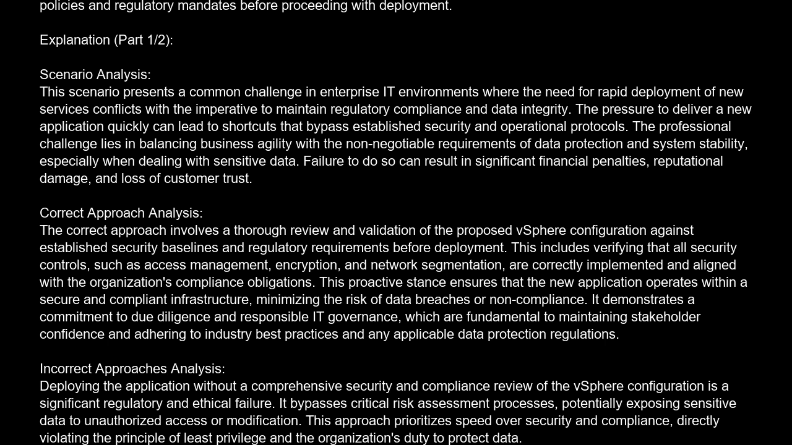This proactive stance ensures that the new application operates within a secure and compliant infrastructure, minimizing the risk of data breaches or non-compliance. It demonstrates a commitment to due diligence and responsible IT governance, which are fundamental to maintaining stakeholder confidence and adhering to industry best practices and any applicable data protection regulations.